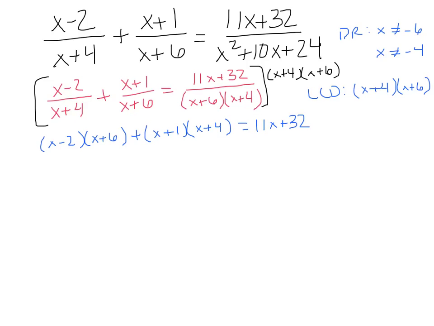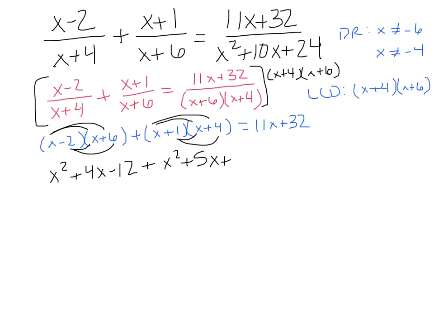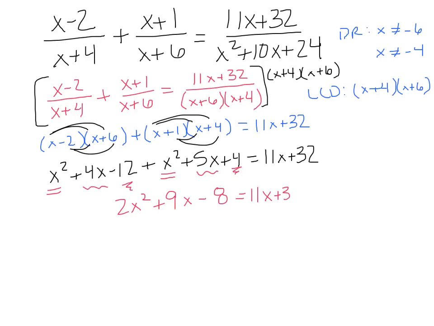So now we have a lot of distribution to take care of so that we can simplify this thing a little bit. Oh, math is so much fun. Alright, so we get x squared plus 4x minus 12 plus x squared plus 5x plus 4 equals 11x plus 32. Combine like terms. So we have 2x squared plus 9x minus 8 equals 11x plus 32.